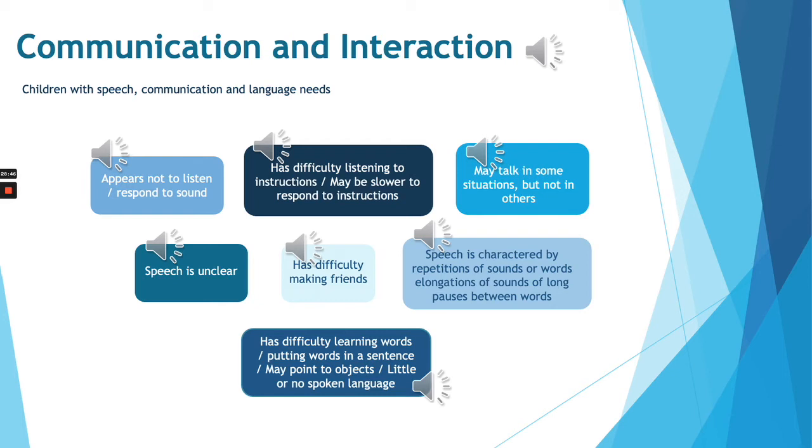Children may have difficulty learning words, putting words in a sentence, and may point to objects with little or no spoken language. It's important to play and create play scenarios to support new word learning, and follow the child's lead during play. Repeat back to them any utterance they make, and add one word onto this. So if the child says car, then the adult needs to model yes, red car. So you're always modelling that positive, perfect language, and give specific feedback.